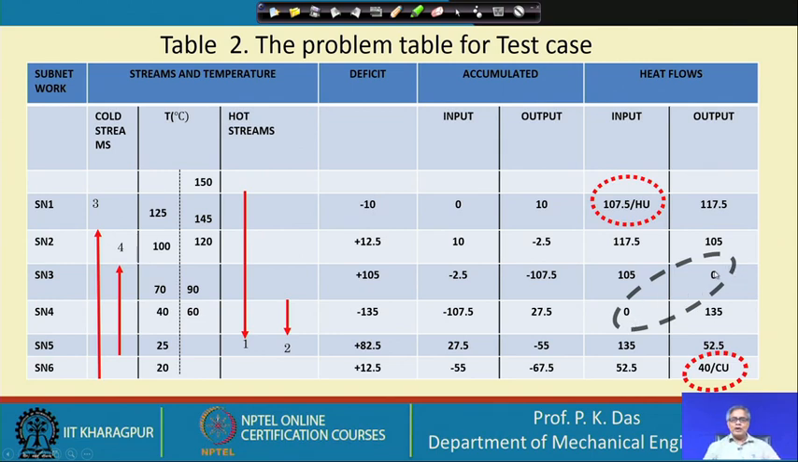That means no energy is flowing from a higher subnetwork to a lower subnetwork. As the output is 0 for, let us say, subnetwork 3, then the input to subnetwork 4 will also become 0, and this is the pinch point of the heat exchanger network. This is a very strategic, very important point. This is called the pinch point of the heat exchanger network.